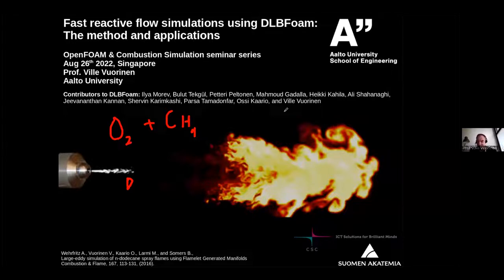Anyhow, this was the starting point, and we wanted to better understand how to model this. So we wanted to get rid of FGM for the time being. We wanted to get rid of flamelet methods and to better understand the details of the combustion. So we wanted to do finite rate chemistry. But as we know, finite rate chemistry is very slow.